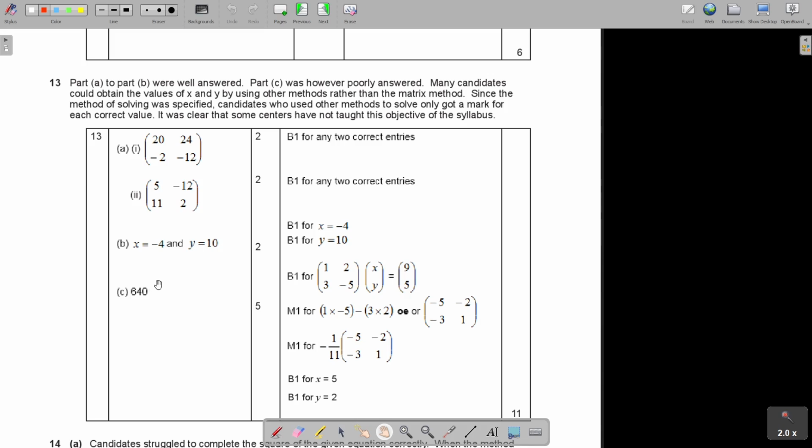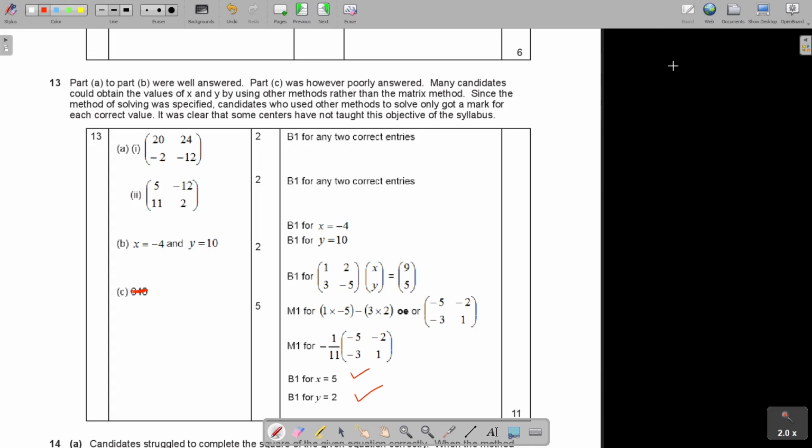But it seems to me the C here is not correct. It seems to me like a printing mistake. Do you see? If you look here, you will see it's correct. The value of x is 5 and the value of y is 2. Okay, so just take note of that.